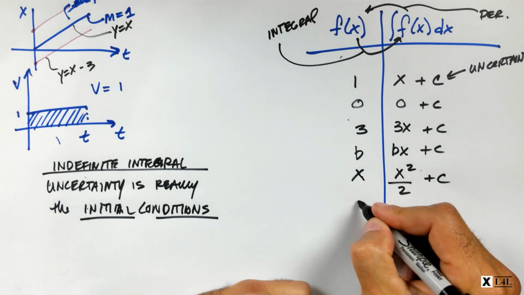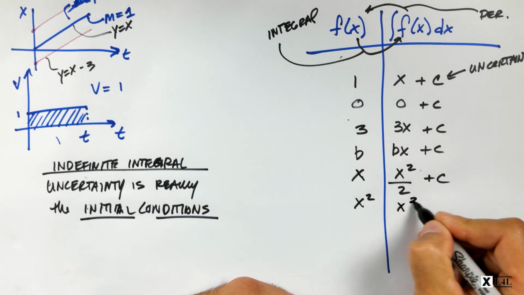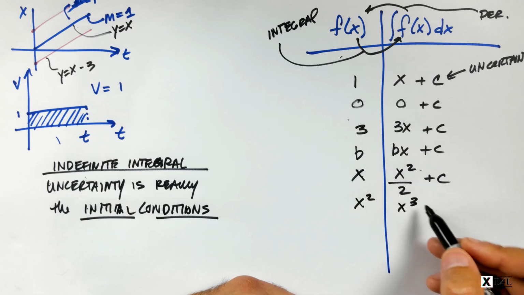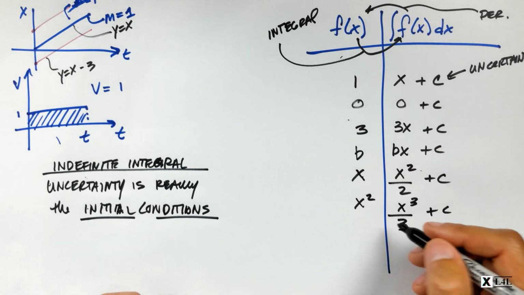Well, what about x squared? Well, again, I need the third order here, so x to the third. But again, I don't want a 3 here, so I have to divide by 3. And you can kind of see, don't forget our initial starting conditions unknown there. We have this pattern that's occurring here.